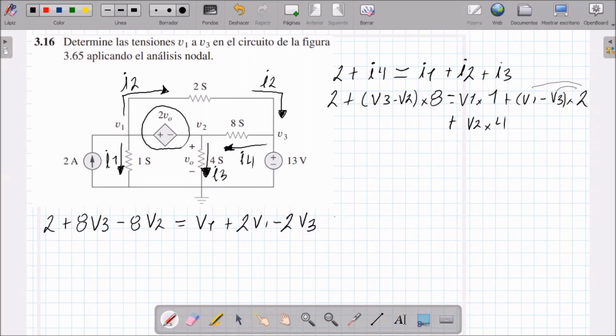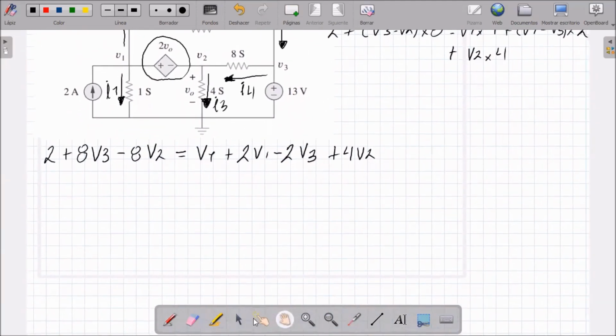2 volts 3 plus 4 volts 2. Well, let's lower it here. Let's say applying, we move everything to one side: everything that is constant on one side and the variables on the other side.